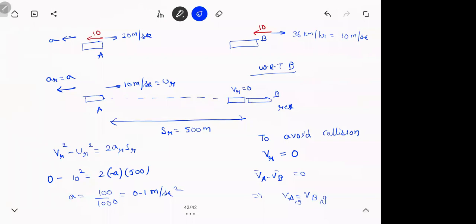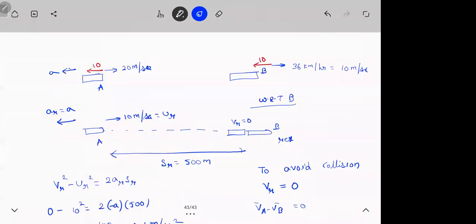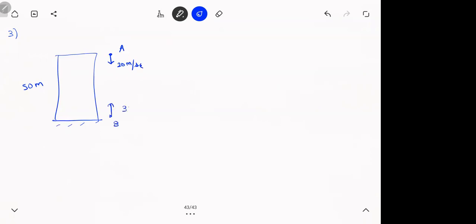Turning the page, everyone. Okay. So we have a building here, 50 meters. A is coming down with 20 meters per second. B is going up with 30 meters per second. Gravity is there. The question is, find time and position when A and B meet. We have done these kind of questions in 1D. Get this thing using relative.